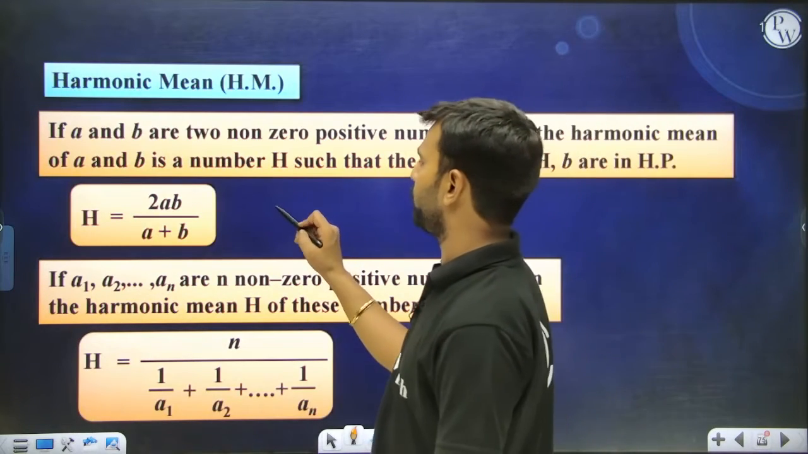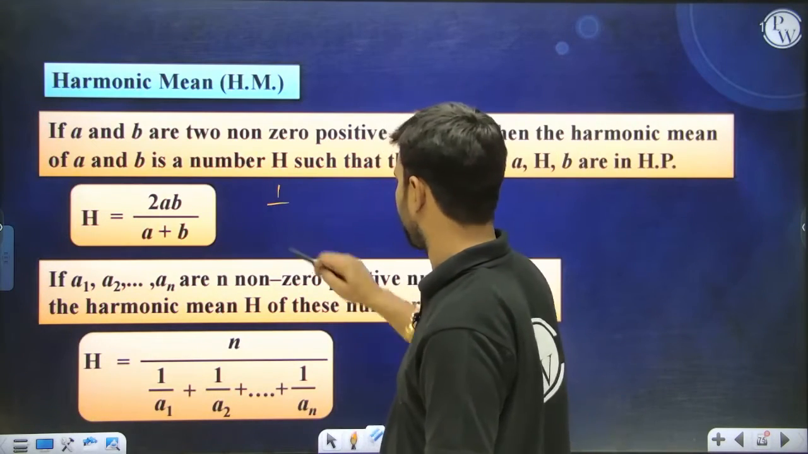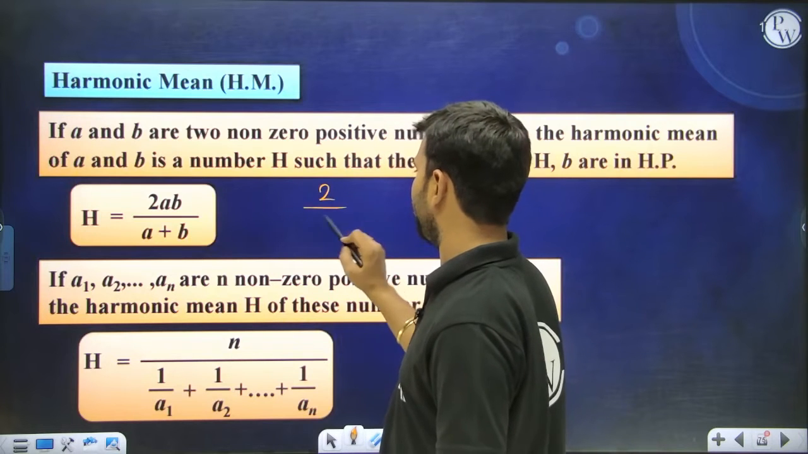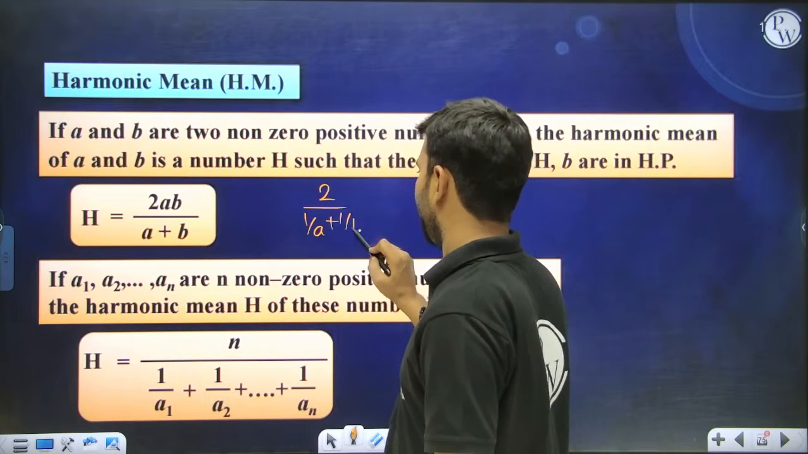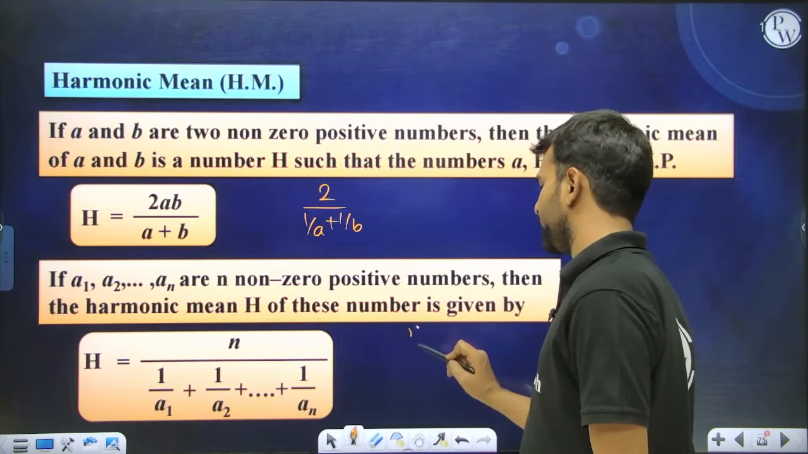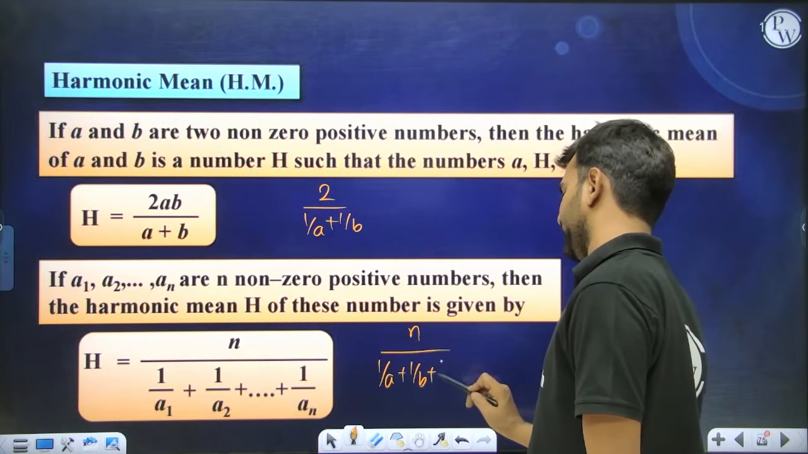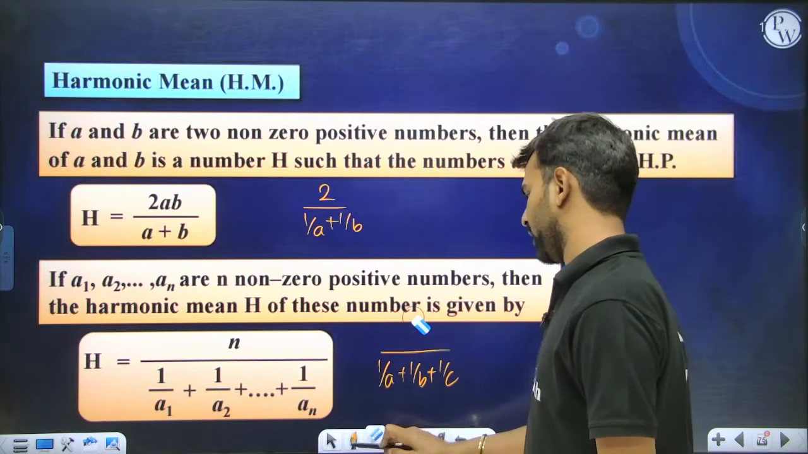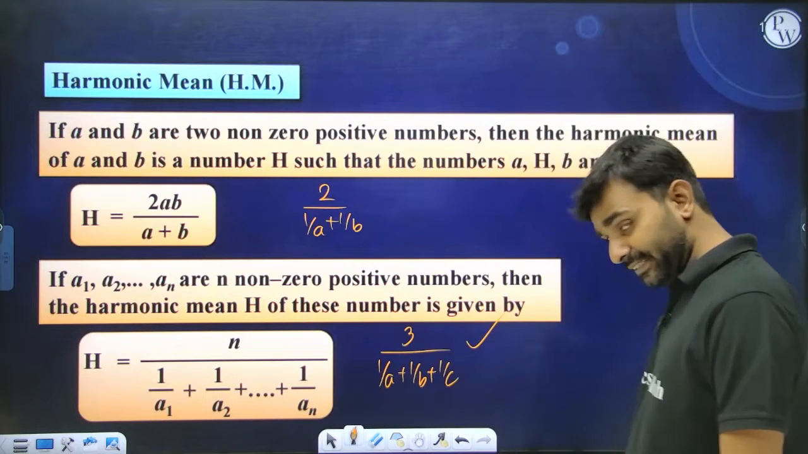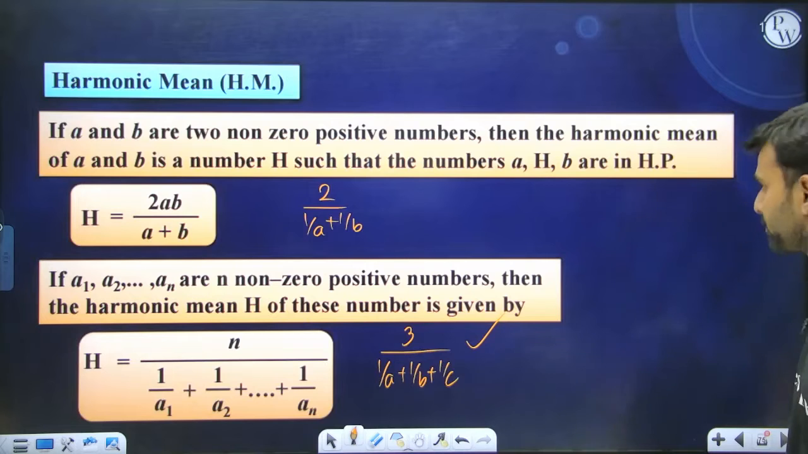The harmonic mean of two numbers can be written as 2 divided by 1 by A plus 1 by B, and the harmonic mean of n numbers will be written as n, the number of numbers, divided by 1 by A plus 1 by B plus 1 by C and so on. If there are three numbers whose harmonic mean we need to write down, then we will write it like this. I hope it is clear to all of you guys.